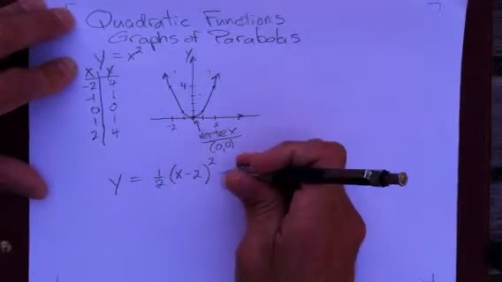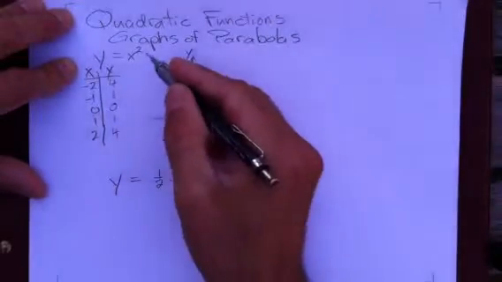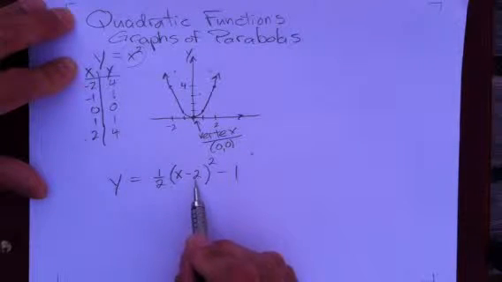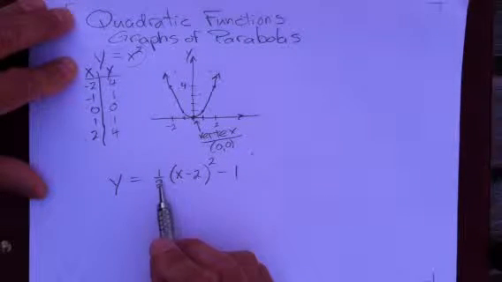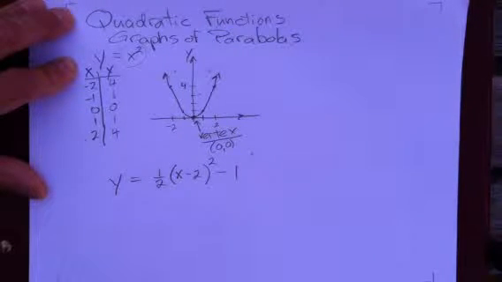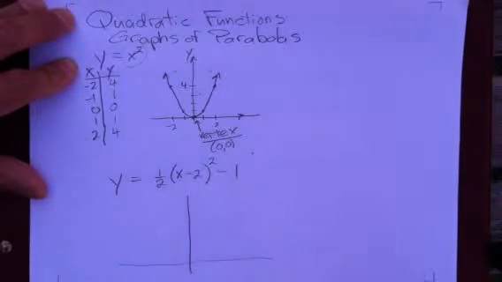So then I could just subtract 1 on the outside. So that should be this function. And it's going to be shifted right 2 units. It's going to be vertically compressed, which will make it wider, and it's going to be down 1. Okay. So my prediction is that the graph is going to look something like this.